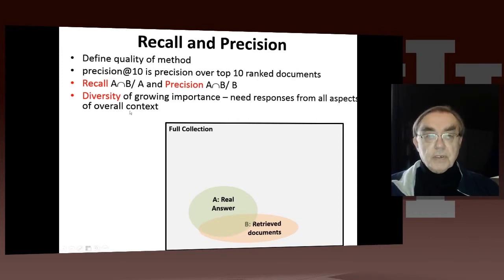Another important feature of web search is diversity. There are many ways of looking at a subject, and many ways in which you might even give an answer, and you need to get responses for all aspects of a possible query.